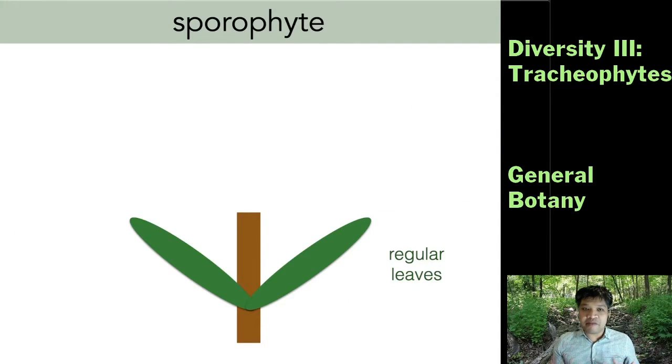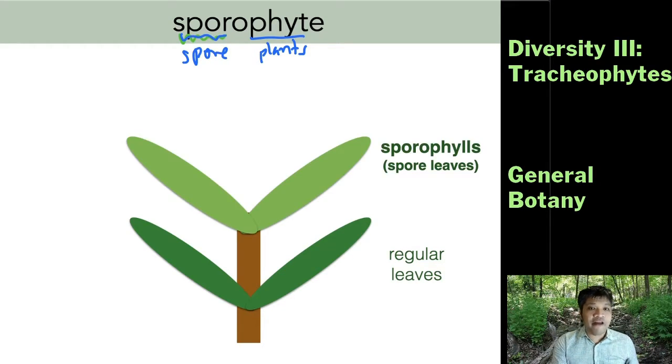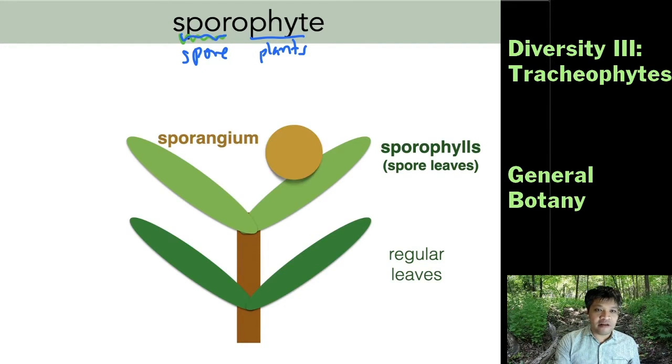Let's review something about sporophytes here. Spore means spore, and phyte means plant, so this is a plant that will produce spores. This is how they produce spores in general. The sporophyte has leaves, regular leaves, and then some of the leaves turn into the sporophyll, or spore leaf. This sporophyll will produce the spores. The sporophylls produce spores in a structure called the sporangium.